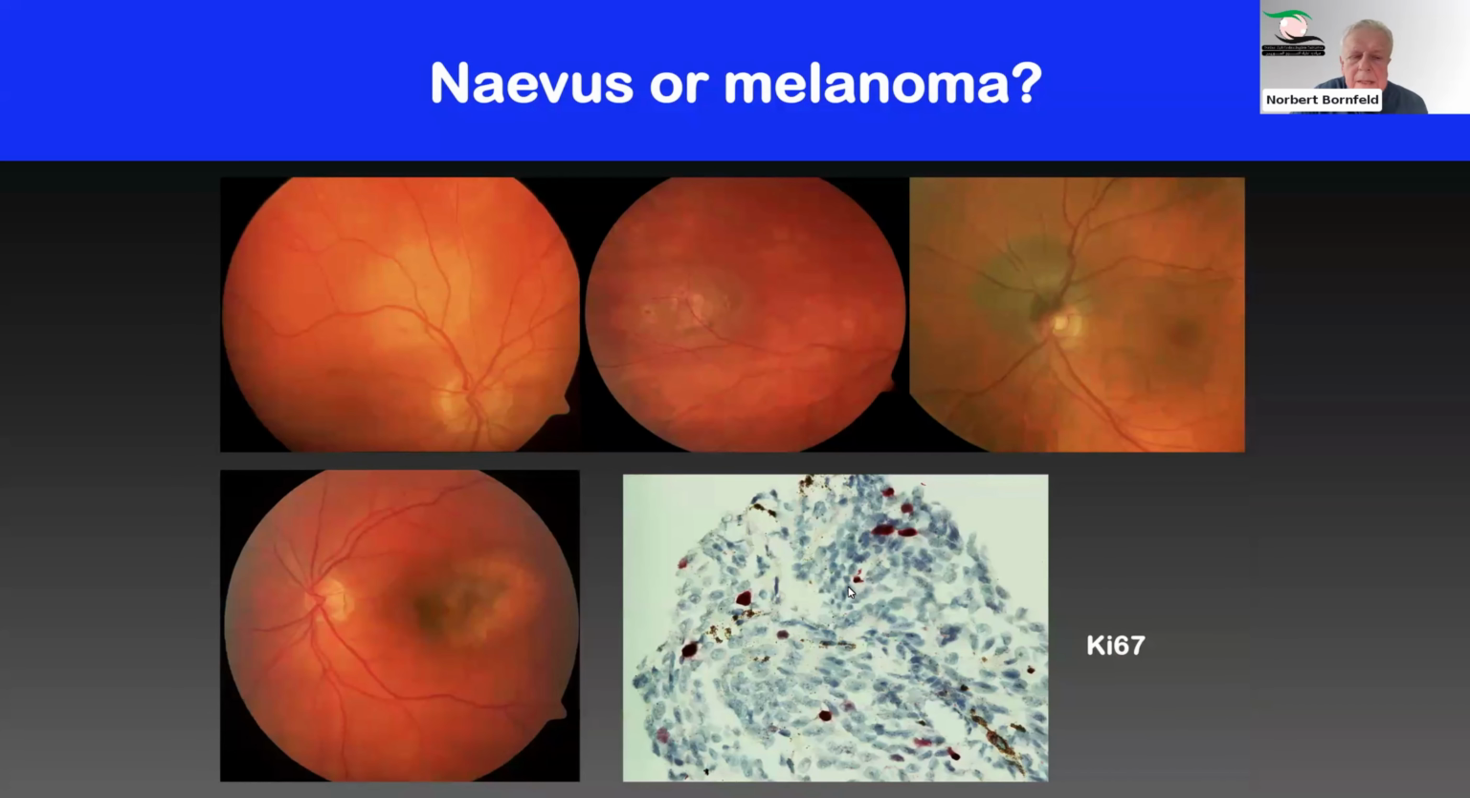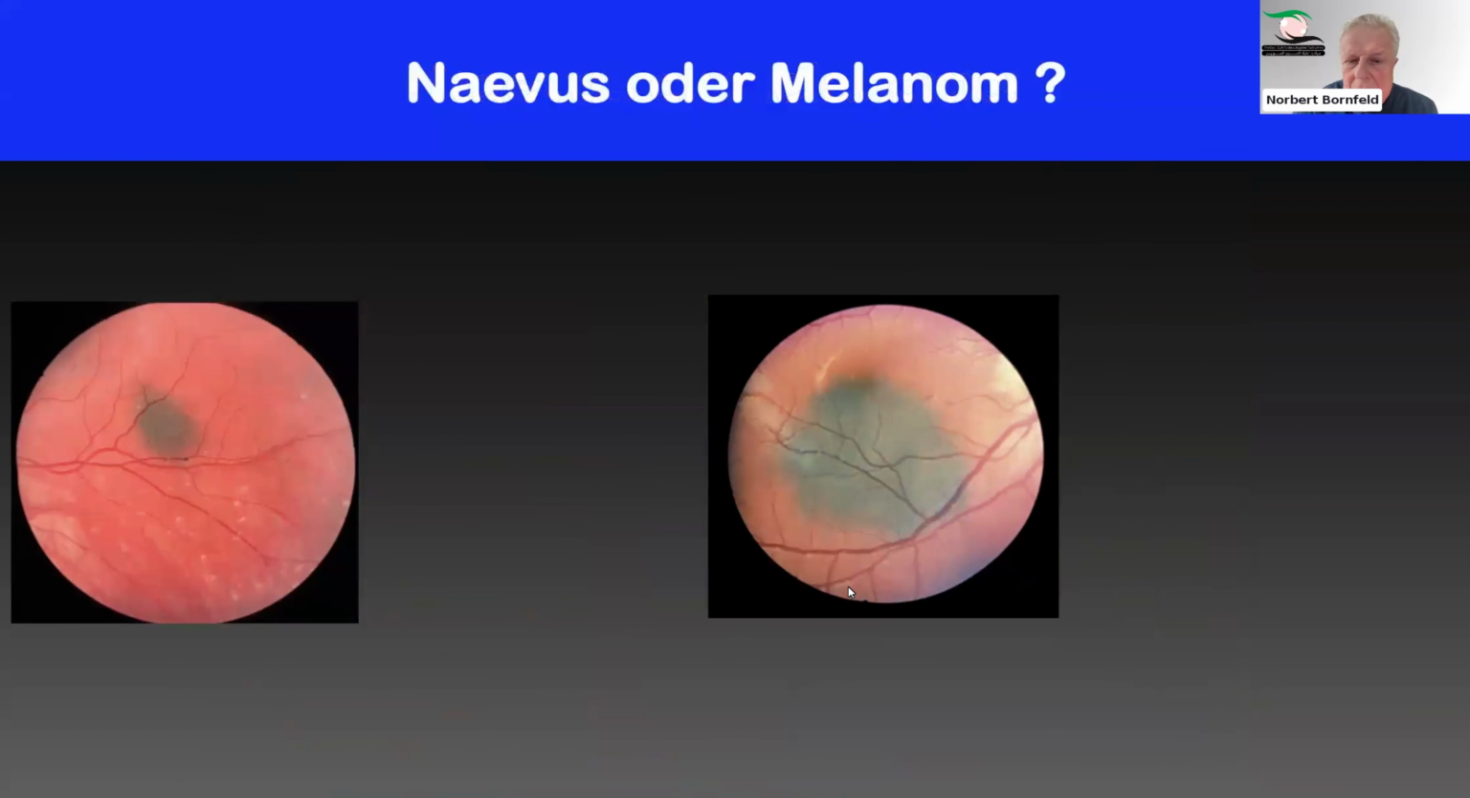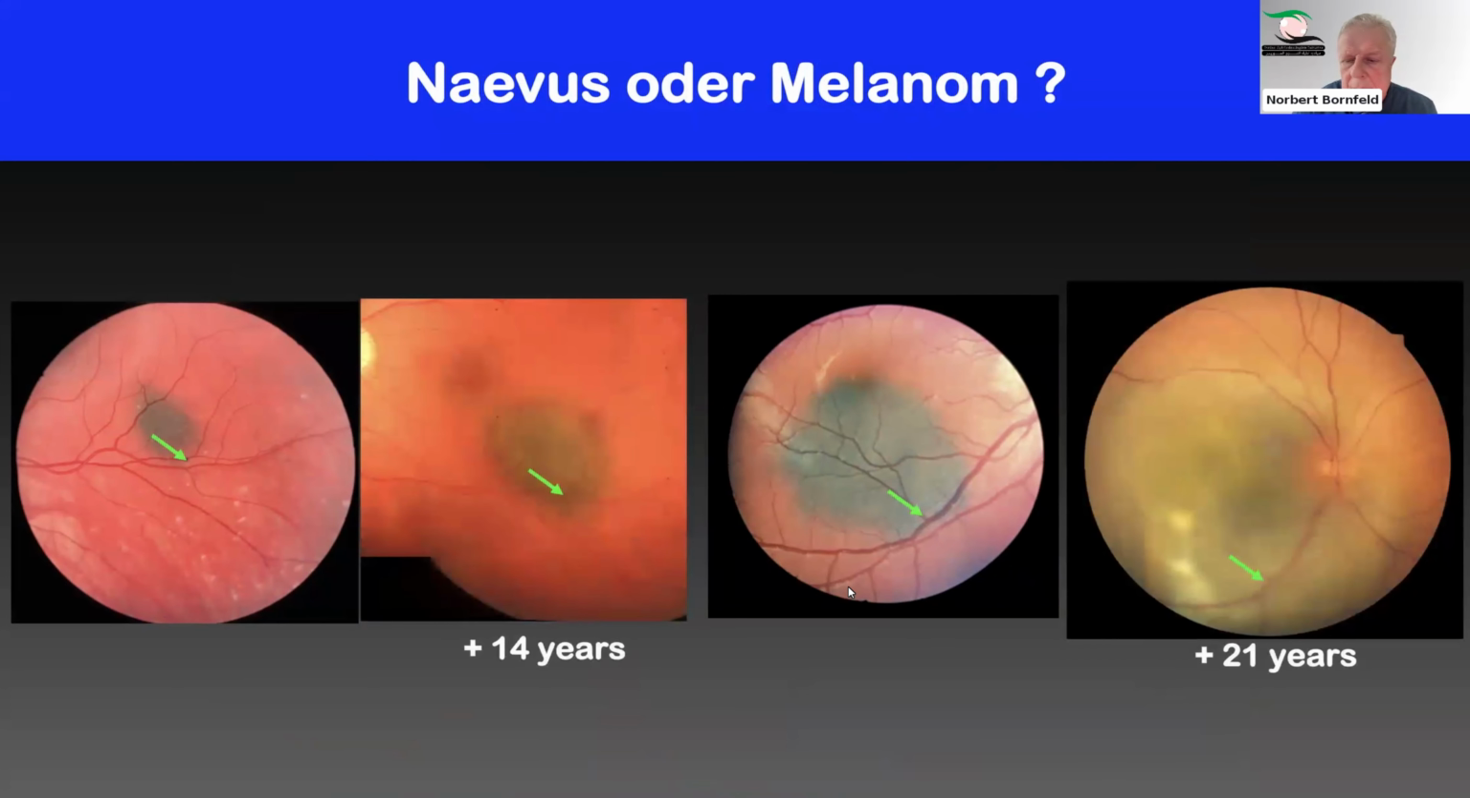And that lesion on the left had a biopsy, and it turned out to be definitely a malignant melanoma in the histology. And these two lesions look harmless, but you just have to wait long enough. What you see in the left lesion 14 years later is definitely gross. And the lesion on your right, there's no doubt, grows 21 years later after the first presentation of the patient.